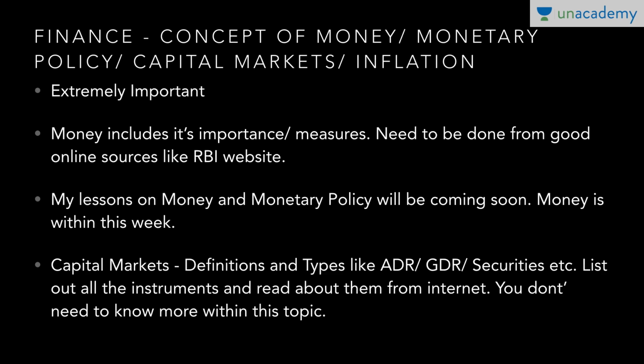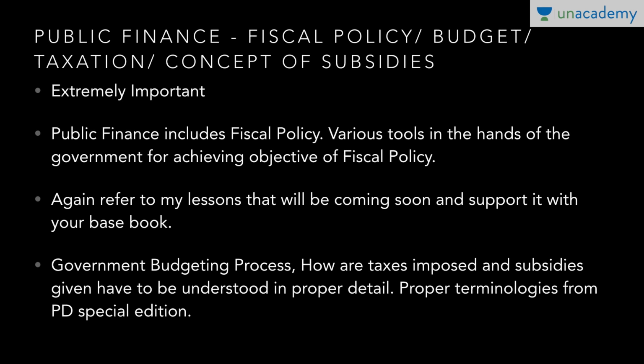Capital markets, financial markets include capital and money markets. You have to do all the instruments of capital and money markets. For example, participatory notes, treasury bills, ADR, GDR. List out all the instruments and read about them from the internet. You don't need to know more things within this topic, but you need to know every single instrument's meaning. What does it stand for?